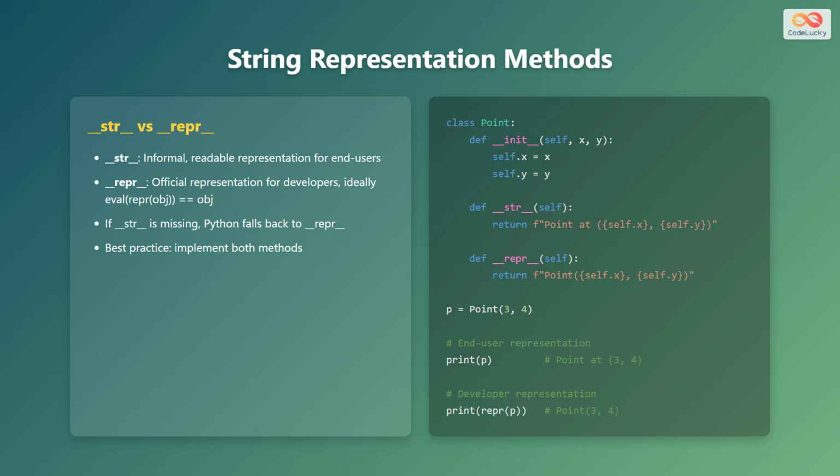If the string method is missing, Python will fall back to using the representational method. As a best practice, it's good to implement both methods to give a clear representation for different audiences. For instance, in the example, the string method returns a user-friendly description, while representational gives a more precise construction detail.